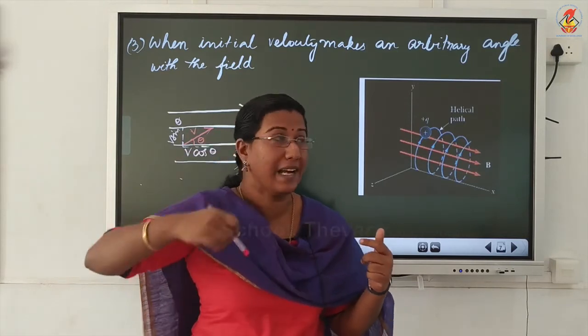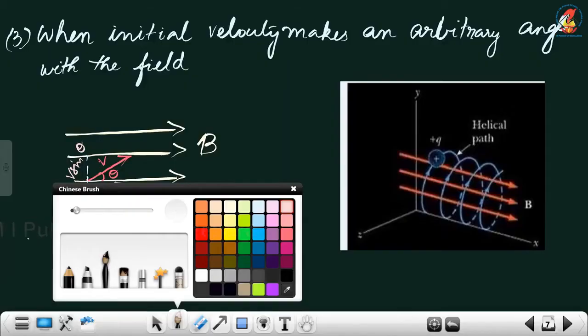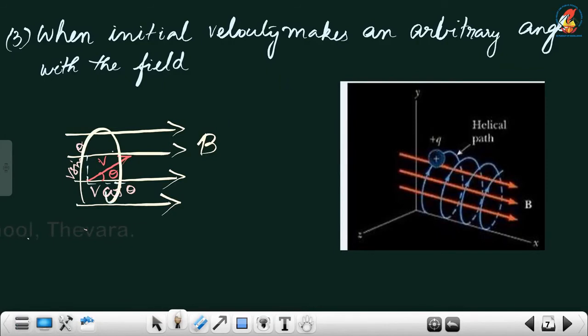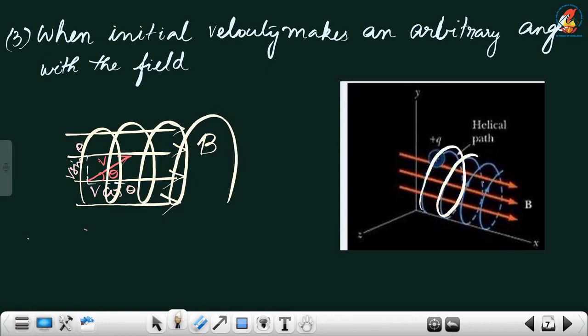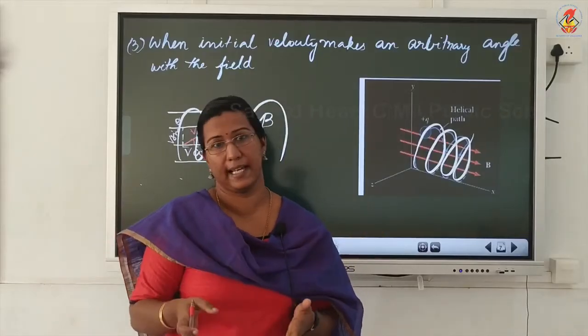You will be moving in a helical path like this. It won't be straight or circular, but a helical path, a spiral path. So whenever a particle enters a field at an angle, the motion or the path followed by the particle will be helical.